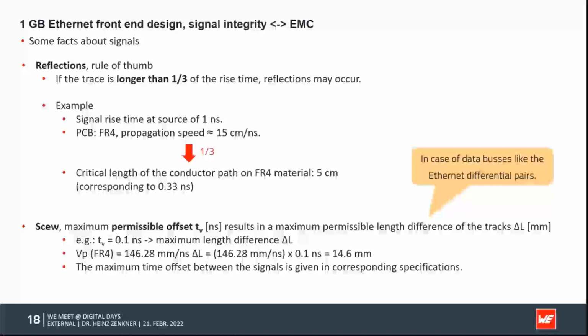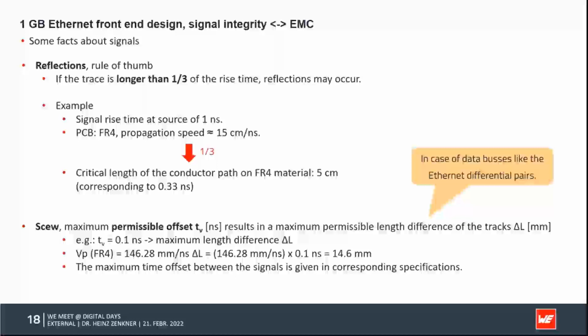Another important issue, in case you have buses like Ethernet or HDMI, for example, where you have symmetrical buses running in parallel, is that there is a permissible offset between those channels. They're also defined in the IEEE standard or in the specification of your controller. Let's take one example. If you have 0.1 nanosecond, we have to deal again with about 14.6 centimeters per nanosecond.